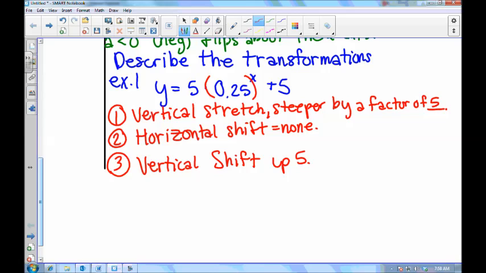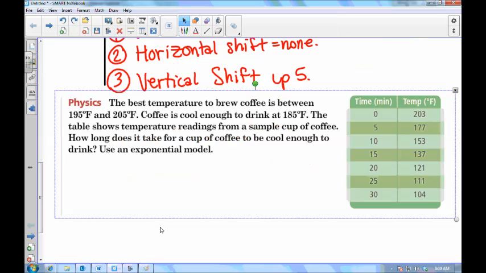Now we're going to get to the calculator part. We're going to create the equation of the function for the given information. So most people have picked up a calculator. If you do not have your graphing calculator, you need to come get one right now. All right, it's ready.